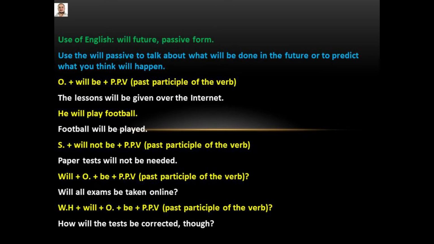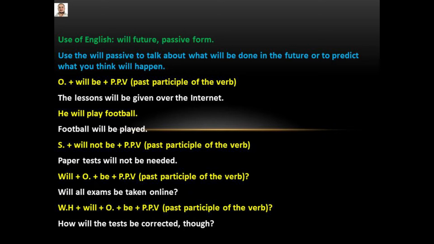Use of English. Will future passive form. Use the will passive to talk about what will be done in the future or to predict what you think will happen. We start with the object, will be, past participle of the verb. Why do we start with the object? Because it's passive. For example, the lessons will be given over the internet. This is the will future passive.